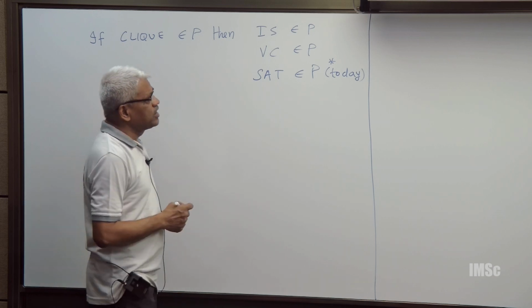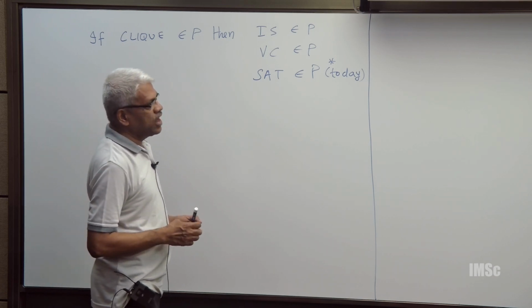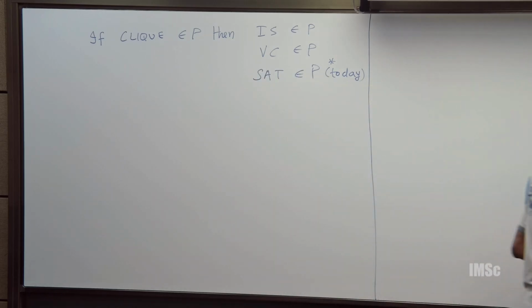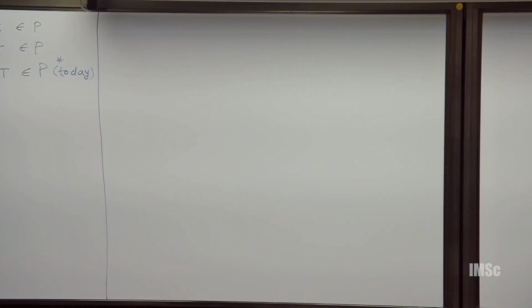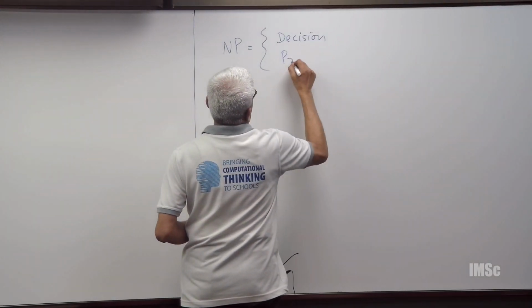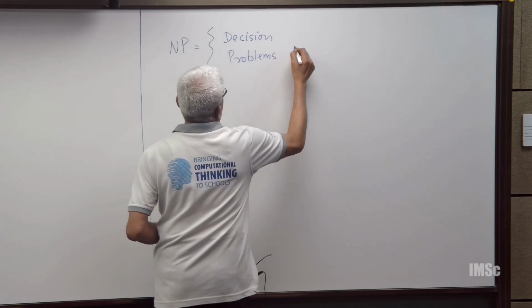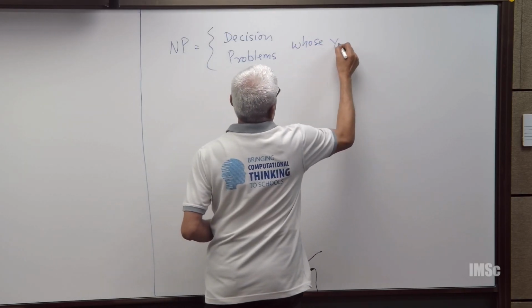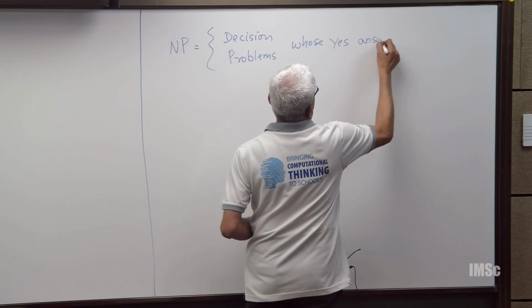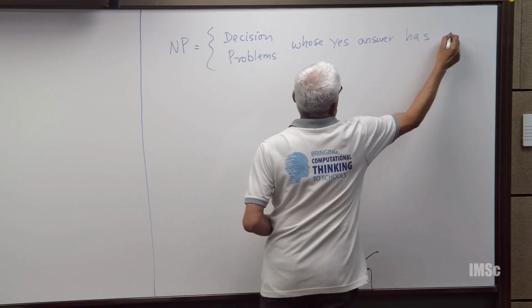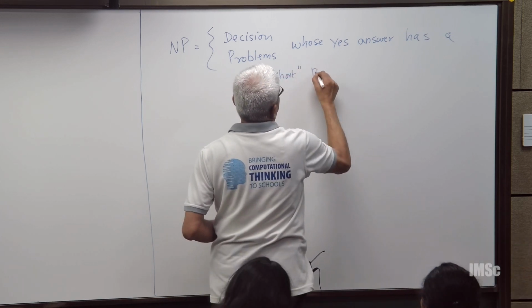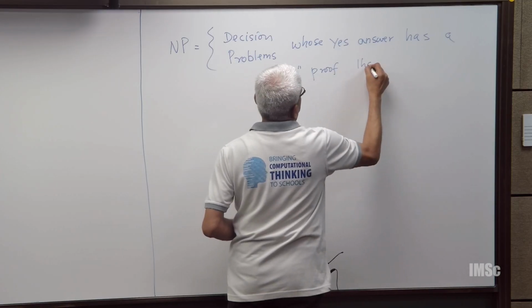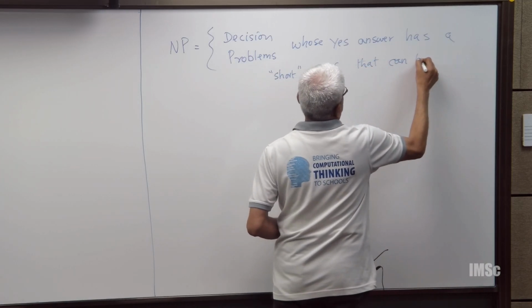And I also defined this class of problems called NP. Again, we defined it as decision problems whose yes answer has a polynomial length certificate. I am going to say a short proof that can be verified in polynomial time.